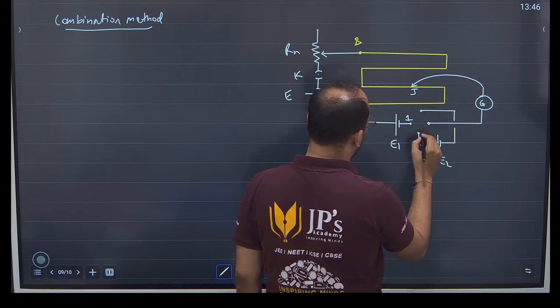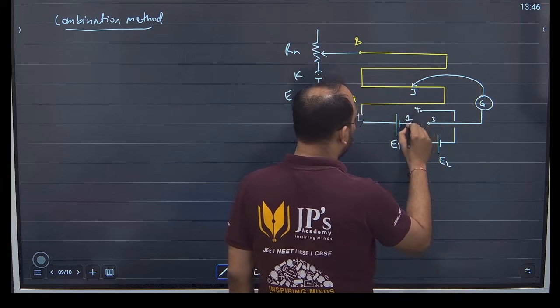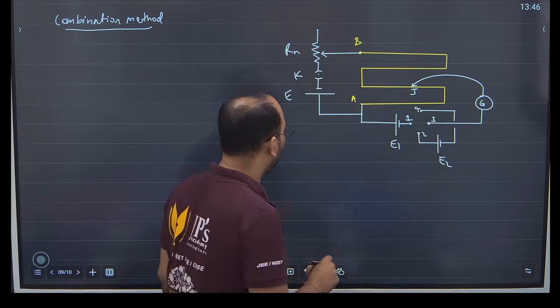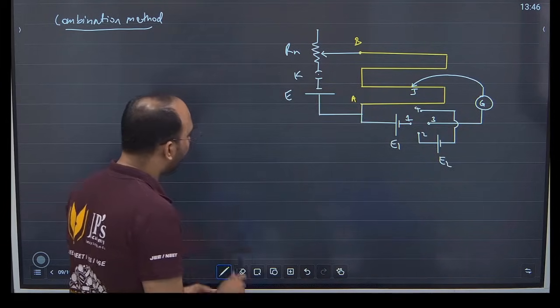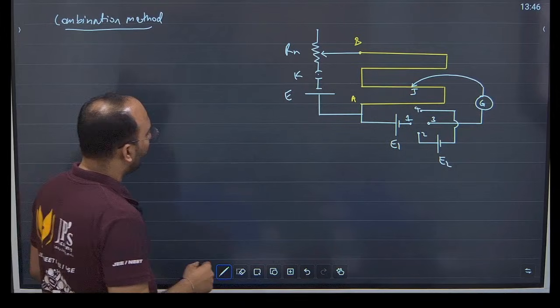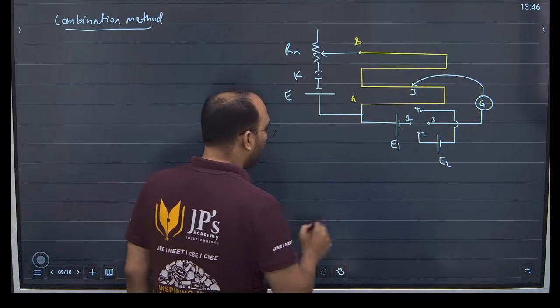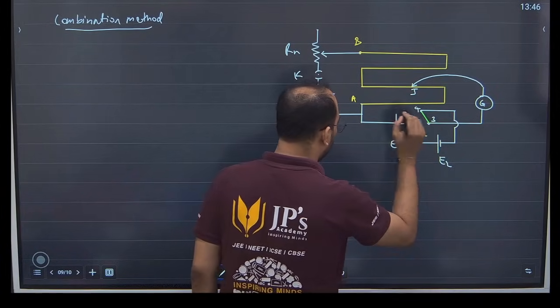Okay, this arrangement is called a four-way key. These connections we call 1, 2, 3, 4. I'll tell you the use of this four-way key. Okay, what are we going to do? In the first step, what you do is you connect 1 and 2 and 3 and 4.